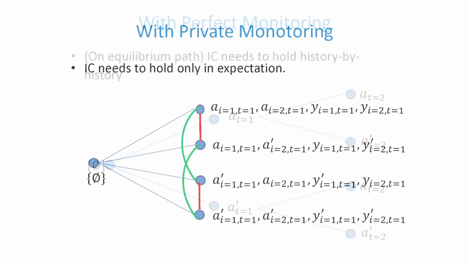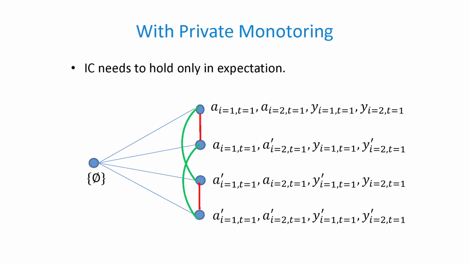While with private monitoring, since you do not know what action was taken by the other players or what signals are observed by the other players, again, your information set connects a bunch of histories, and the incentive compatibility constraint for each player needs to be satisfied only on average within each information set of each player. So if we just count numbers, sometimes the number of constraints that we need to satisfy here is much smaller than the number of constraints that we need to satisfy with perfect monitoring.